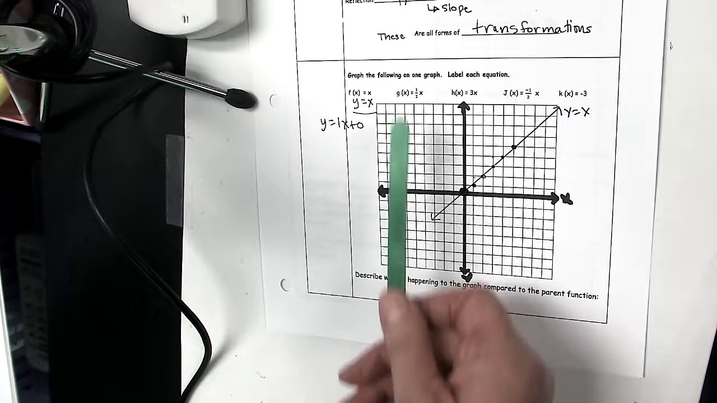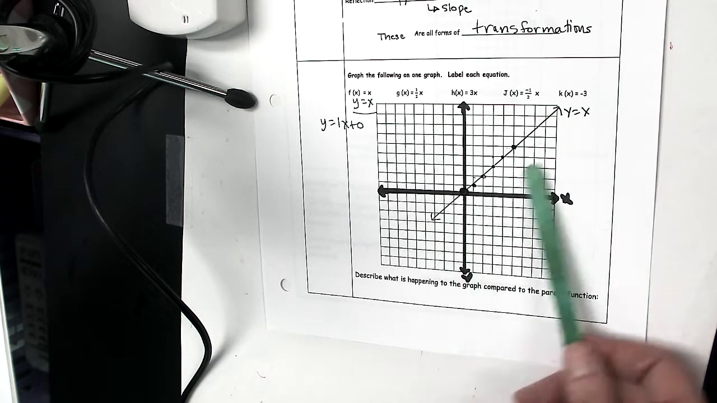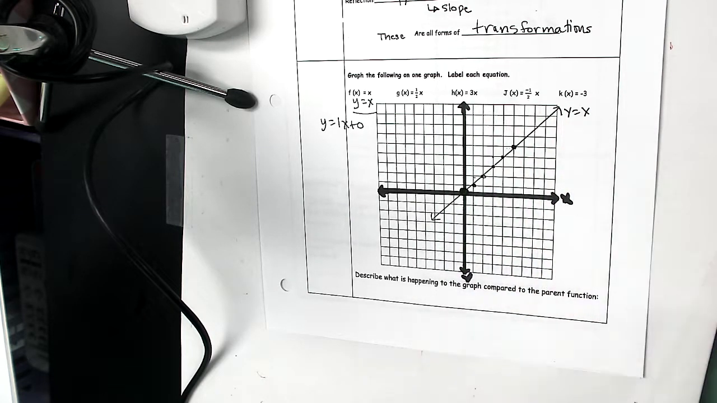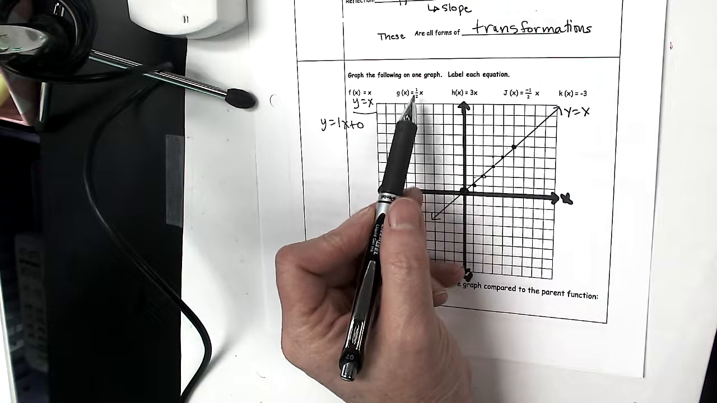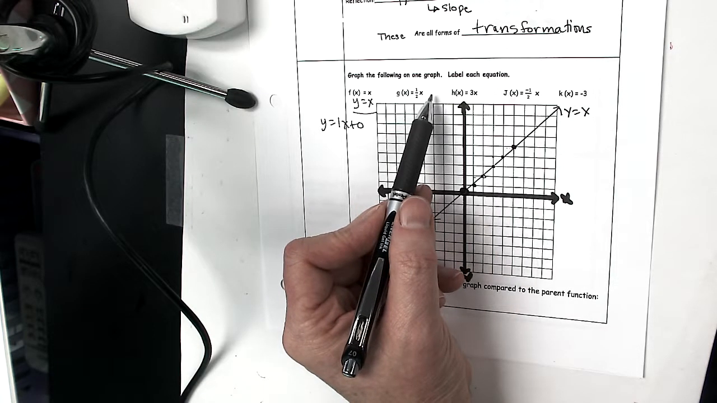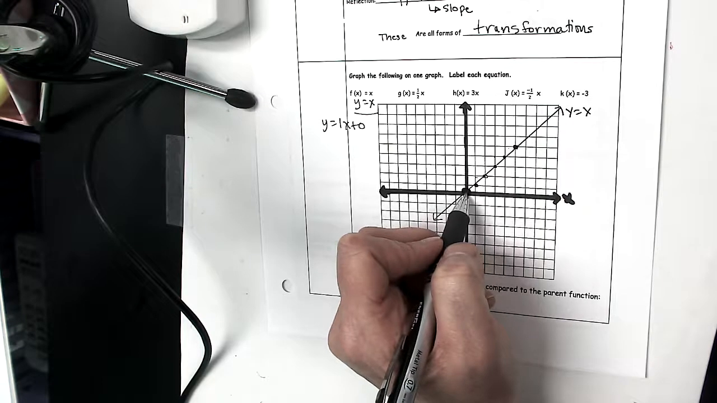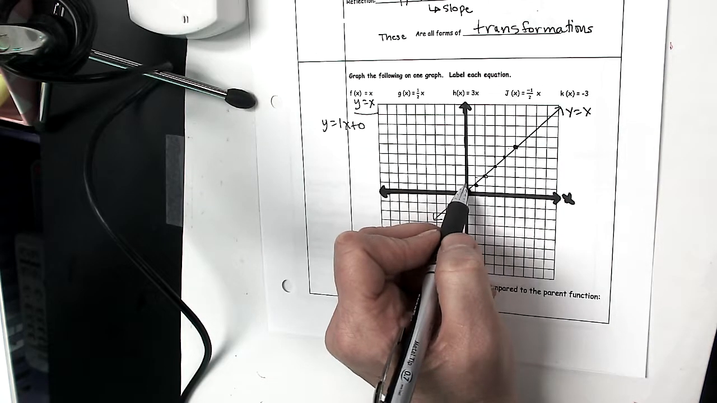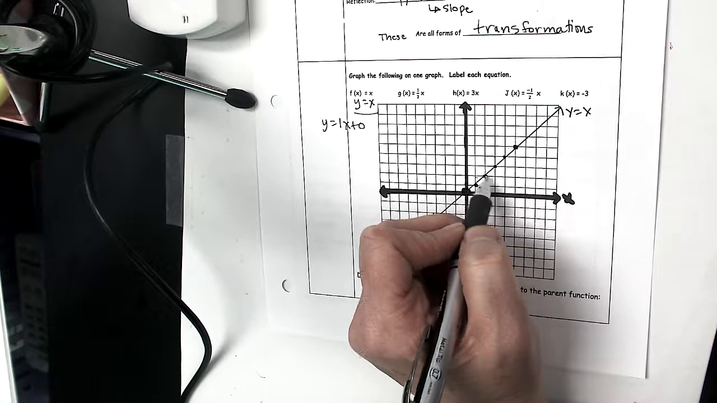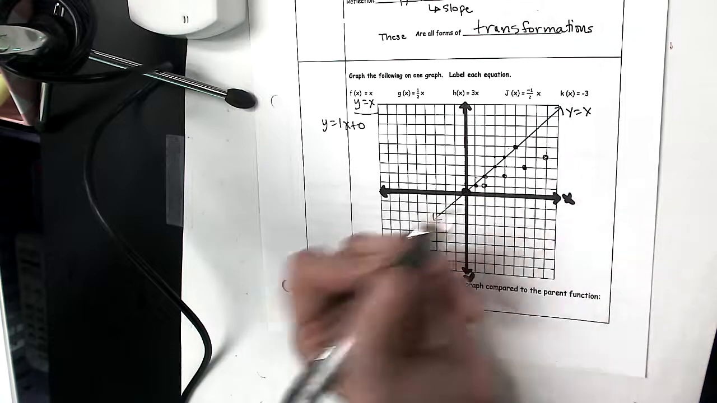So now this one, g of x, starts out at 1/2 x. Everybody agree with me? Plus what? 0. So start at 0, but now we're going to go up what? Up 1 and over 2, up 1 and over 2. And you can go down 1 and back 2, down 1 and back 2. And go ahead and draw your line in.